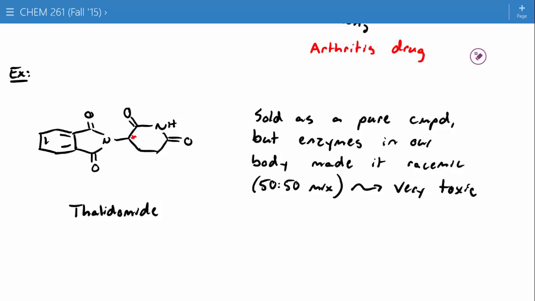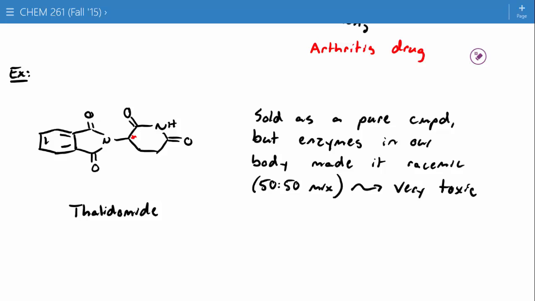So the enzyme that made it racemic, is it only active in pregnant women? It was active in all women. And unfortunately, the chemists at the company, there's speculation that they did know that this was a problem, but continued selling the drug regardless. So they were essentially active in killing over 2,000 people. This was in the 1950s.